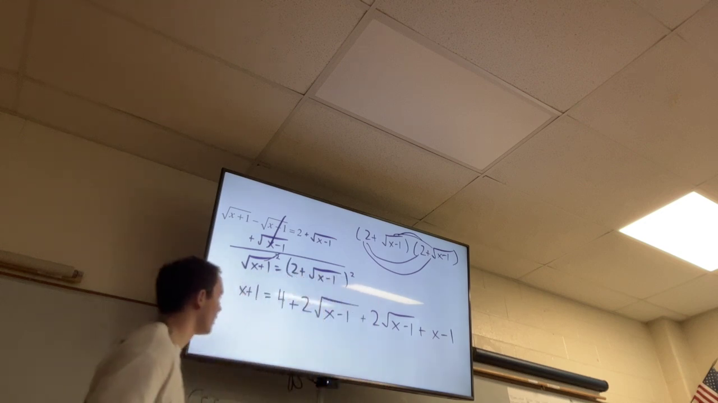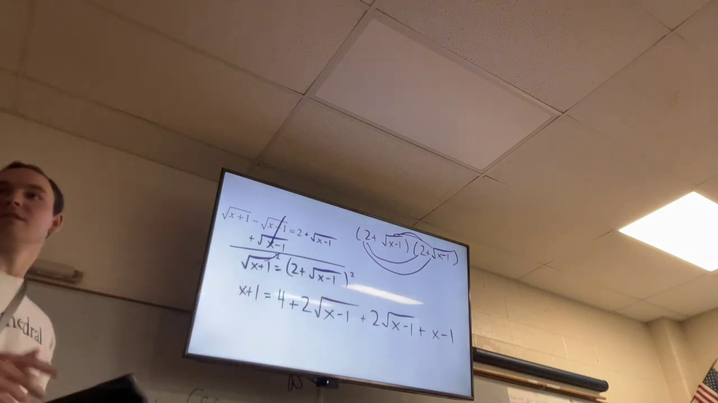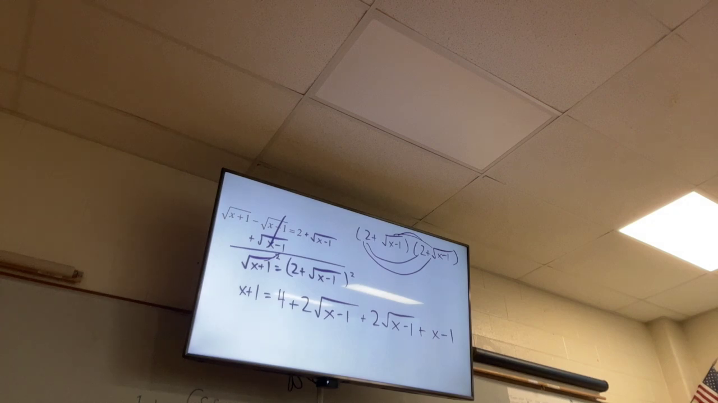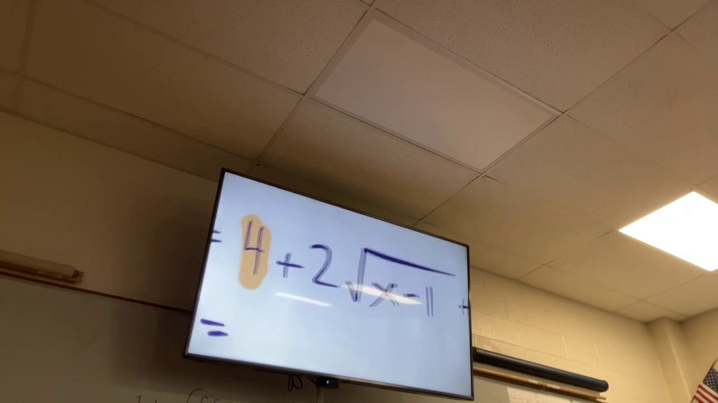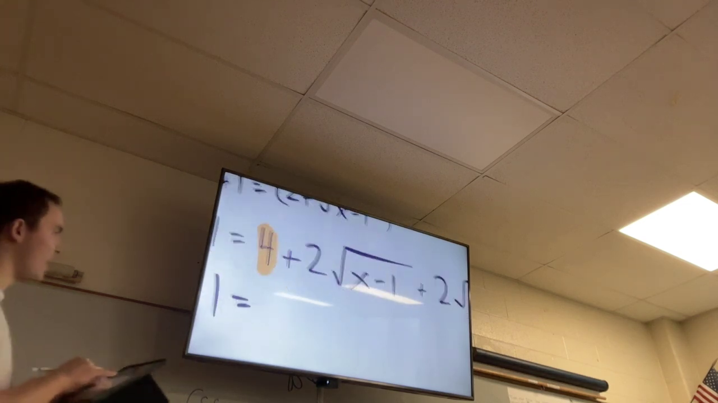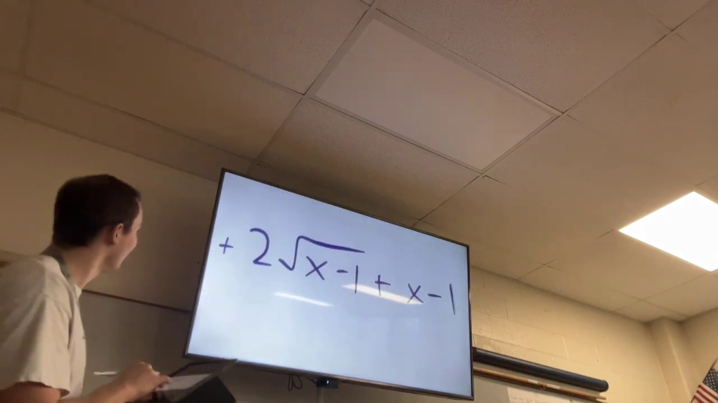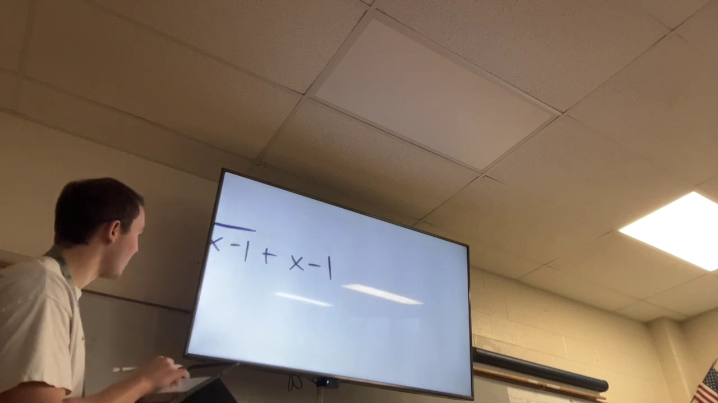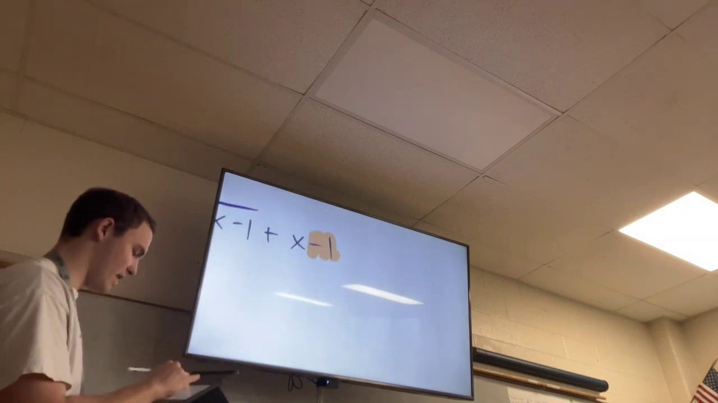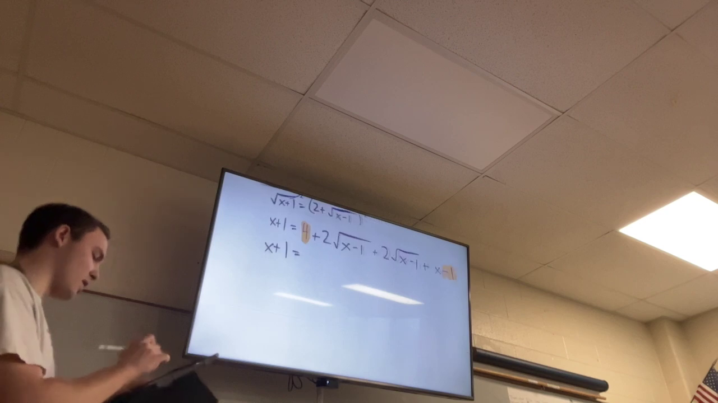So you then combine like terms. Let's combine our like terms. X plus 1 equals. What can I combine with the 4 there? These are like terms right here. I can combine those? Yeah. The other 2 is a good like term as well? No. Just the negative 1. You've got to go looking for it. So 4 minus 1 is 3.